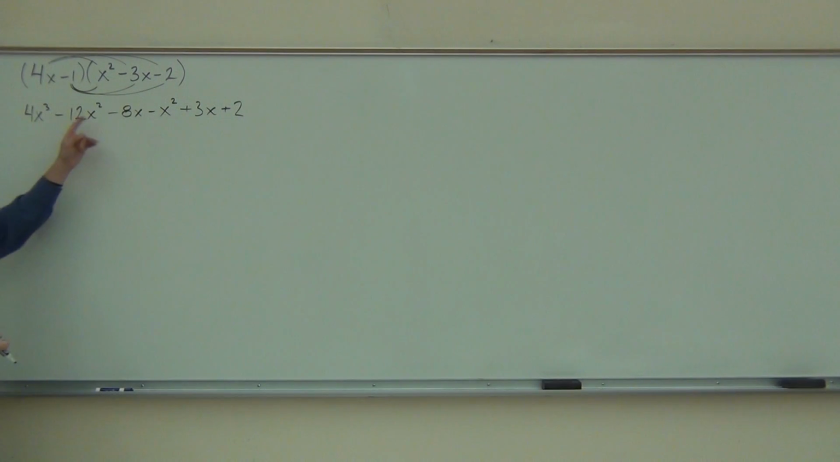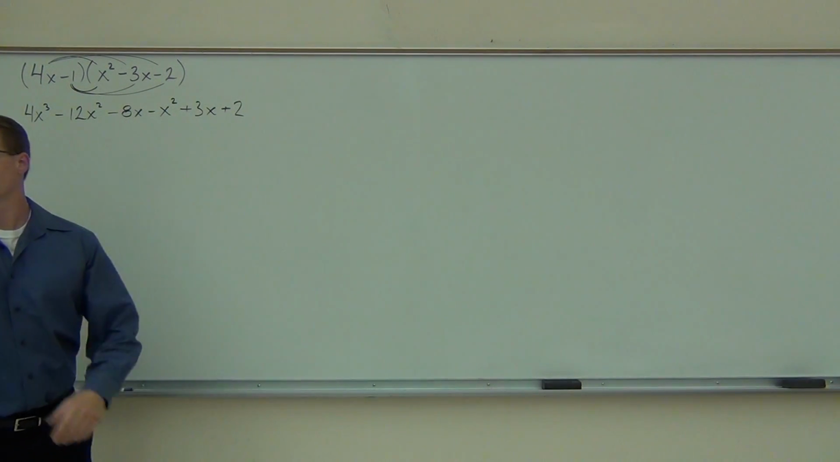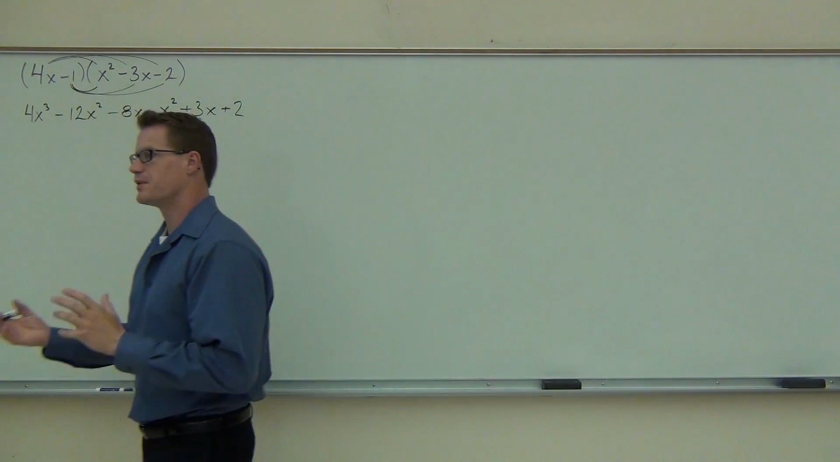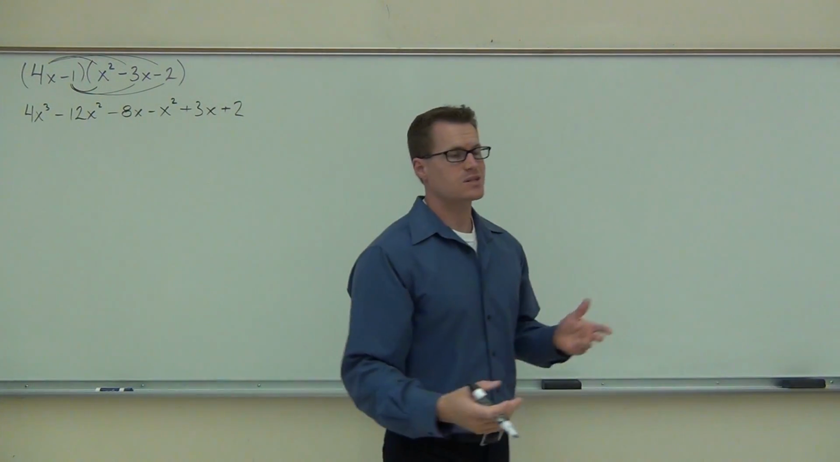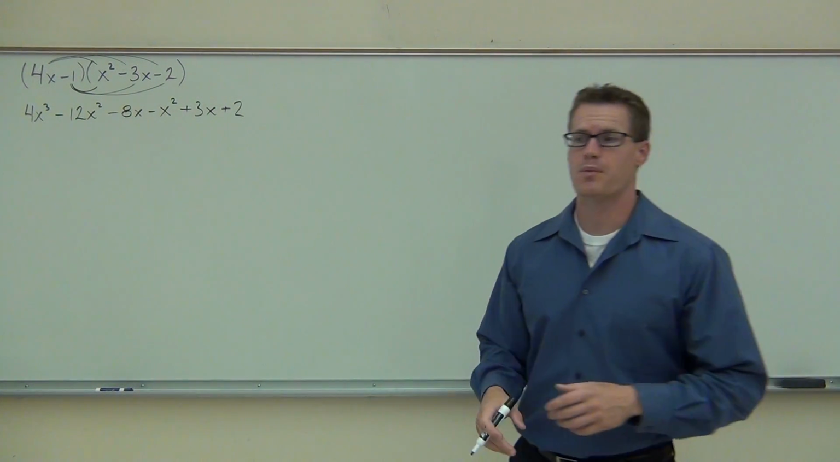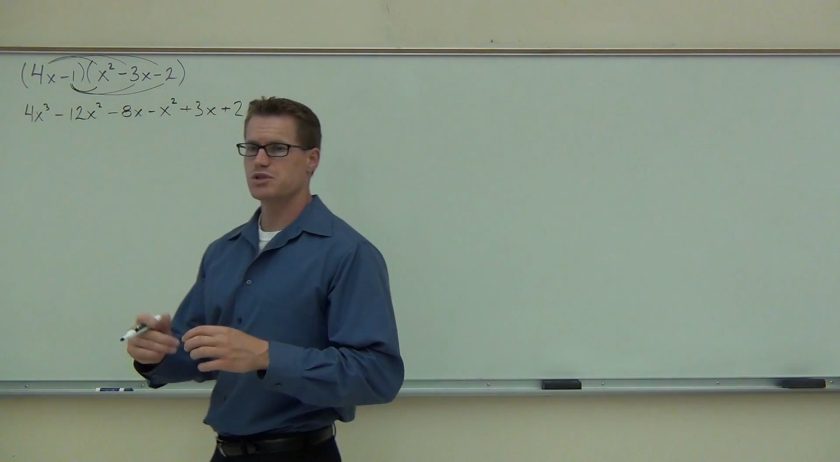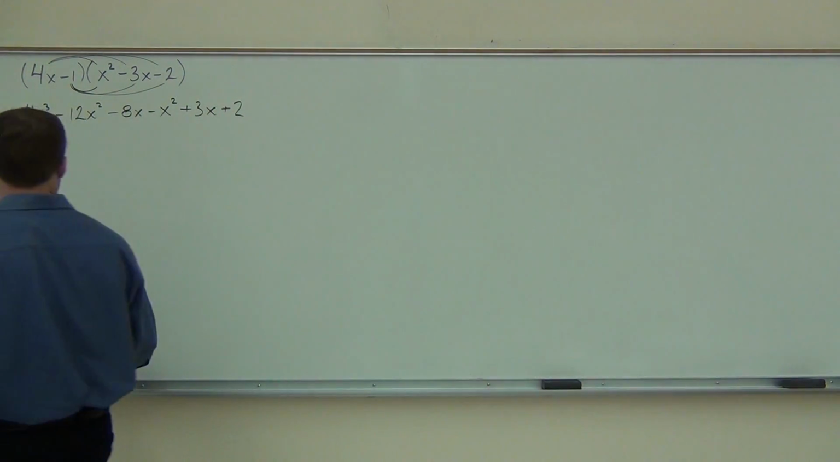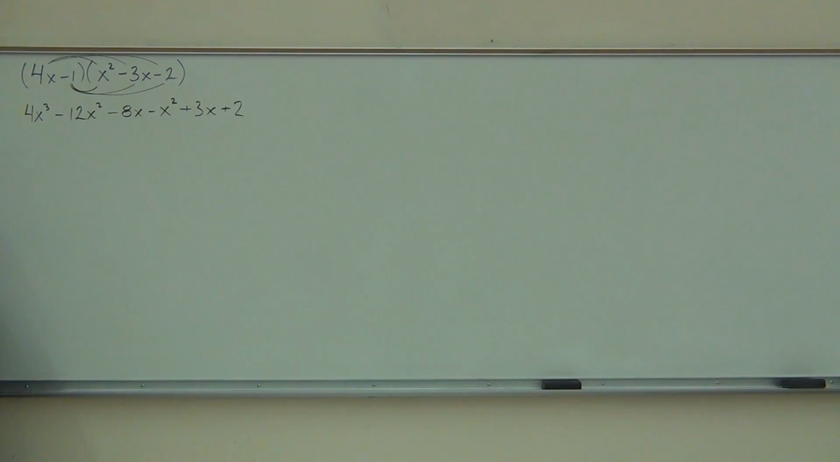And sure enough, we have 1, 2, 3, 4, 5, 6 terms. We know at least we've got the appropriate amount of terms. Hopefully we've done this correctly. And the last step is, let's just see if we can combine some like terms, and that'll wrap up our problem for us. Do we have any like terms to combine? Okay, tell me what they are. Negative 12x squared and negative x squared.